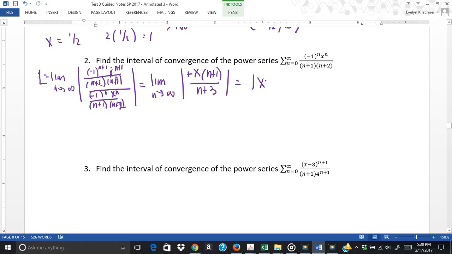So it's just going to be the absolute value of x. And that has to be less than 1, so my radius is just 1. Now I have to look at my endpoints.